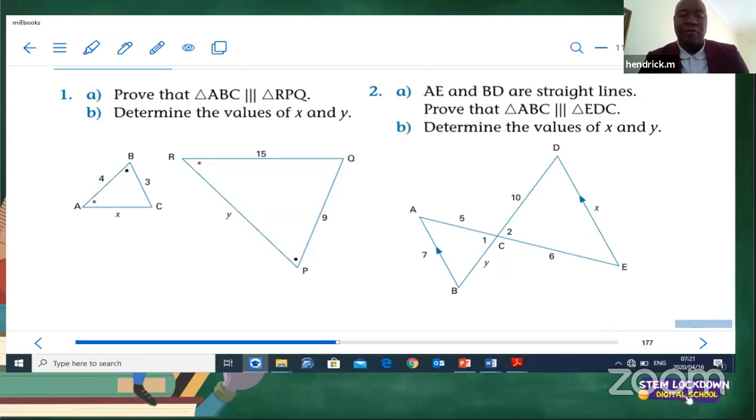Can we prove that triangle ABC is similar? Yes, Sacha, your hand is up. Let's go to Sacha. Yes, Sacha. Can you proceed? Can you hear me?